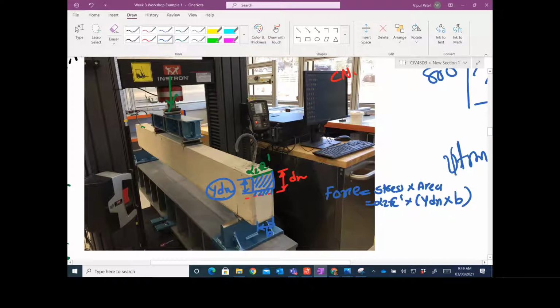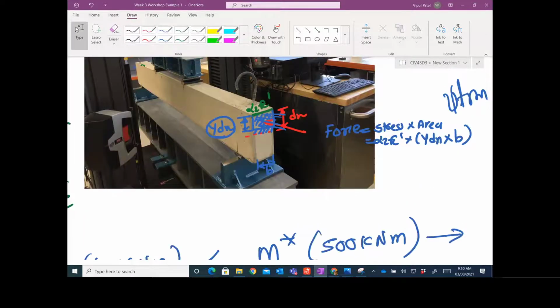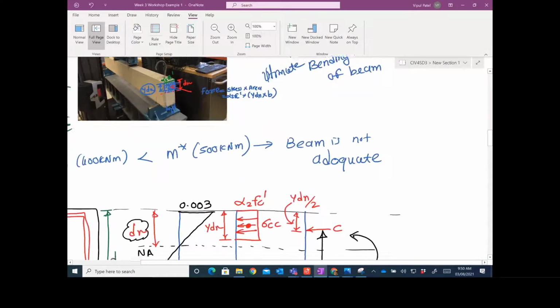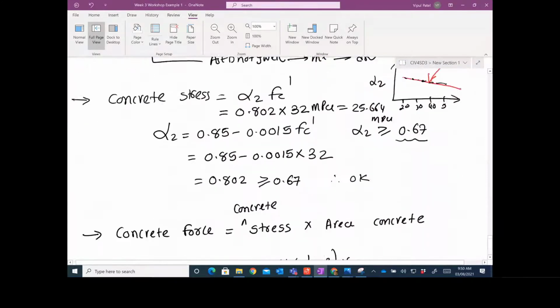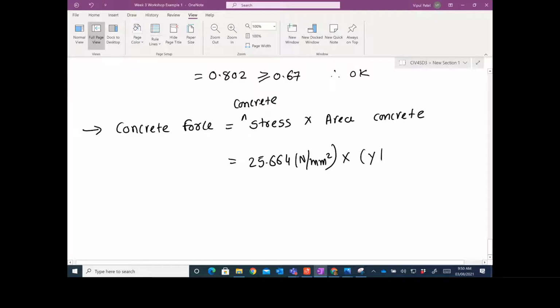I hope it is visualizing, because with pen and paper it may not be as easy to visualize, but here you can see stress alpha 2 f'c on top, and the stress times this area. The stress is going to be distributed over this, consider it as a pressure. So if you want to find the force acting here, it is stress times area. Let me go back to that view. Everyone understands now that the area would be gamma dn times b, right?